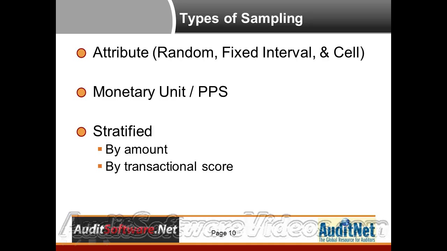So that's nice. And again, monetary unit, PPS sampling, we'll talk more about it, but essentially it's where the dollar unit is the unit in the sample. So the actual dollars in that case will be your unit that you're then working through. So a $1 million item has a million times more chance of being selected than a $1 item. And so on and so forth.